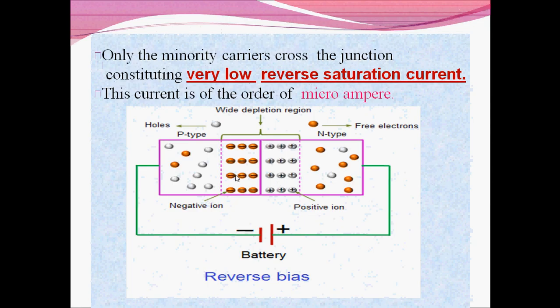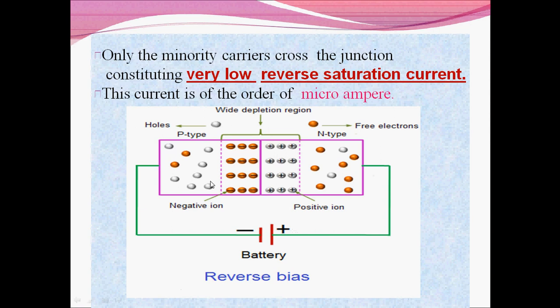From the reverse bias diagram, we can see here the N-type region is connected to the positive terminal of the battery and the P-type region is connected to the negative terminal of the battery. Here, the majority charge carriers in P-type, the holes, will get attracted back towards the negative terminal of the battery, and in the N-type region, the majority charge carriers are free electrons. They also get attracted back towards the positive terminal of the battery.